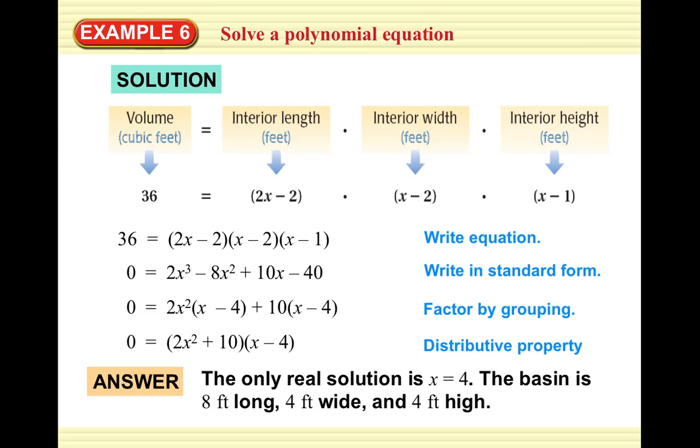So we're going to set each factor equal to 0. Now, since we're dealing with the real world, when I set 2x squared plus 10 equal to 0 and try to solve for x squared, I'm going to end up with a negative number inside the radical sign, which means there is no real solution for that one. But x minus 4 equal to 0 means that x is equal to 4, so that we can then substitute that back into the original dimensions for the outer part of the basin.